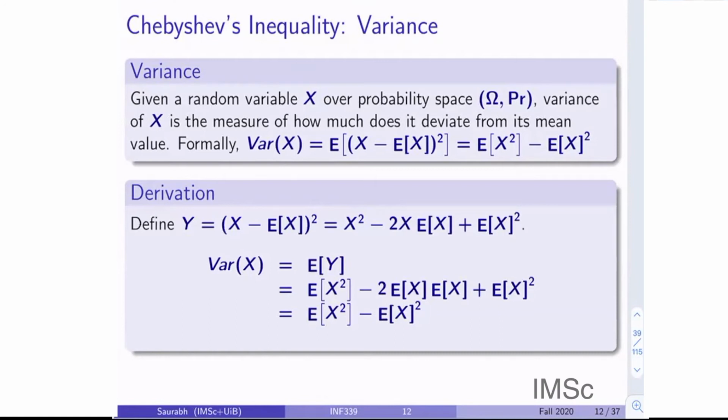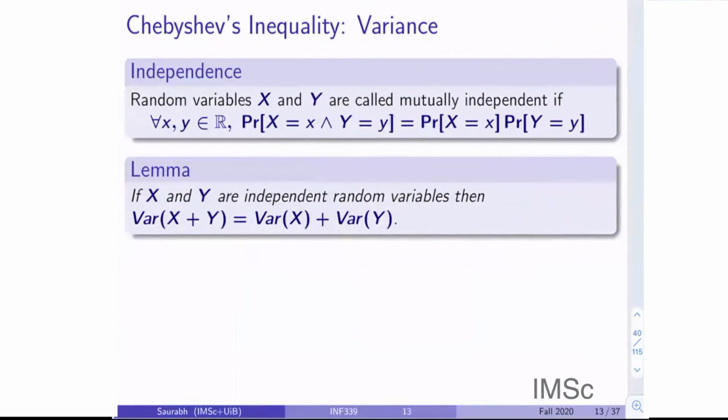There are some other things about variance that are quite useful. We already defined when two random variables x, y are called mutually independent: if for every x, y in R, the probability that X takes x and Y takes y is the probability that X takes x times the probability that Y takes y. And we spent time on that.